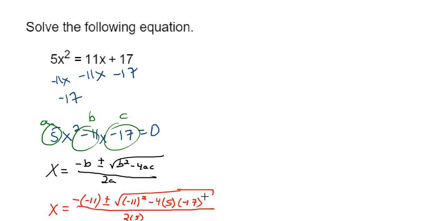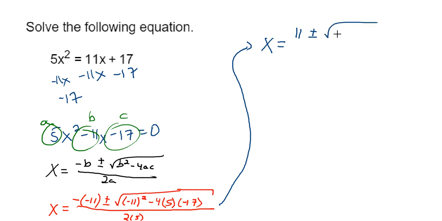So let's go ahead and simplify that solution to see what our answer looks like here. So we'll have x equals positive 11, because the negatives cancel out, plus or minus negative 11 squared will be positive 121. And I kind of misspoke earlier. The way I usually think of this is negative 4 times 5 times negative 17. So we have two negatives here being multiplied together, which will make this a positive.